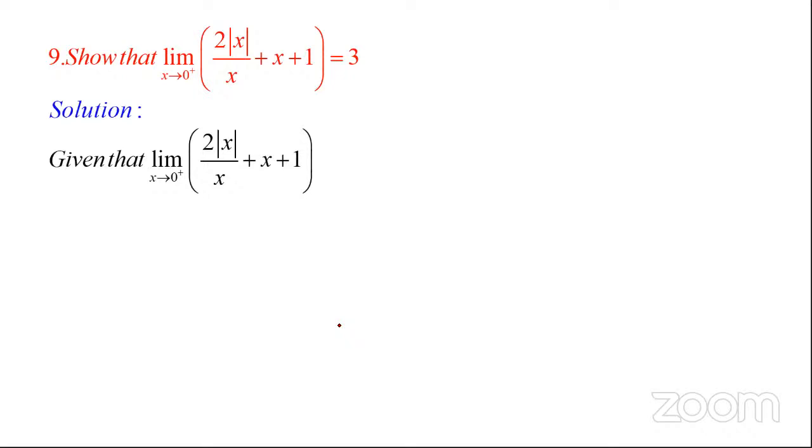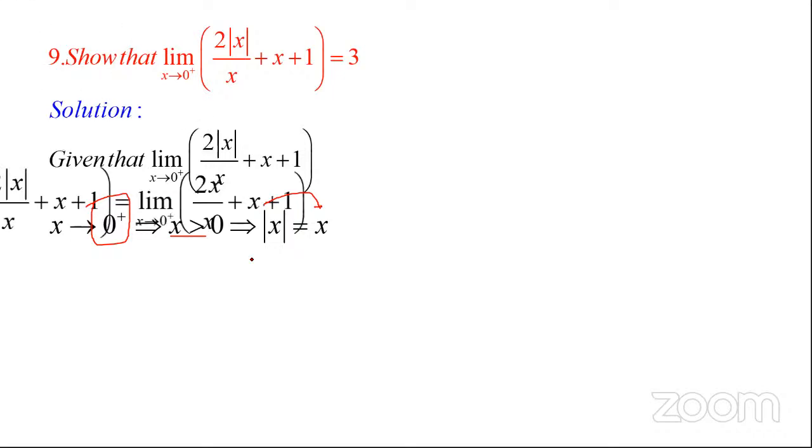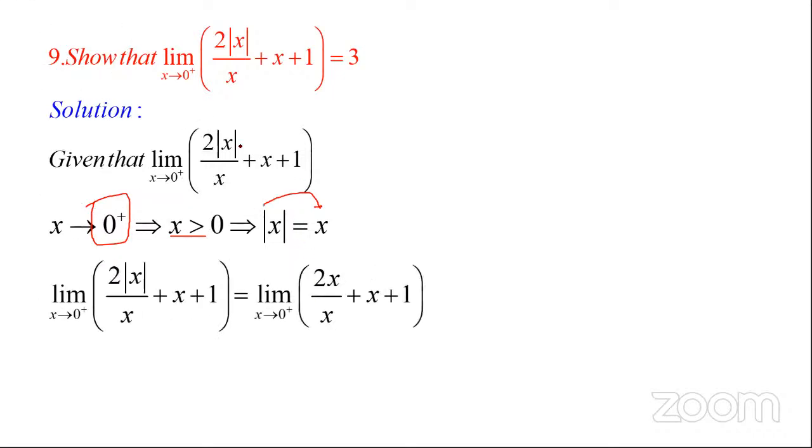Given the limit as x tends to 0 plus of 2 mod x by x plus 1. Since x tends to 0 plus, x is greater than 0. Because this is a right hand limit, it will be positive, so the mod x must be a positive value. That's why we just apply 2x. So remove the mod, then 2x by x plus 1, where the limit x tends to 0.